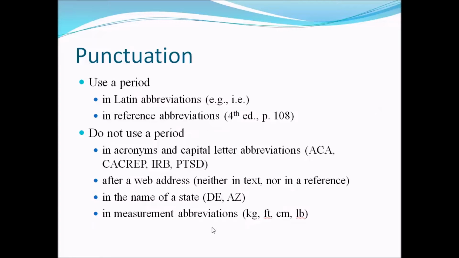Do not use a period in acronyms and capital letter abbreviations. For example, ACA, KCREP, IRB, or PTSD. Do not use a period after a web address, neither in text nor in a reference. Do not use a period in the name of a state, and the examples here of Delaware and Arizona. And do not use a period in measurement abbreviations, such as kilograms, feet, centimeters, or pounds.